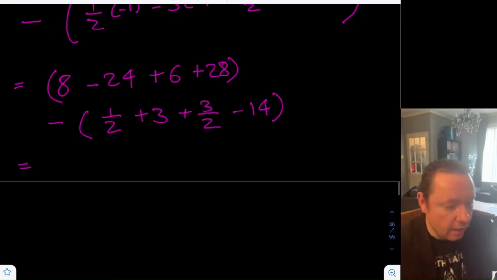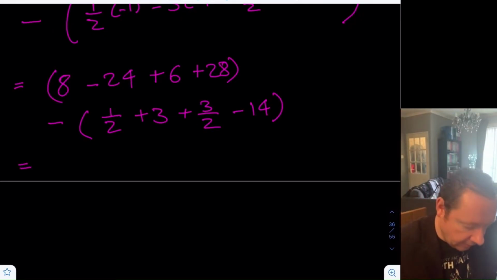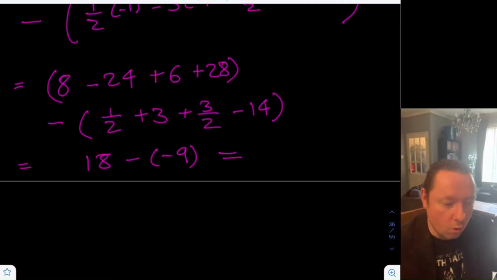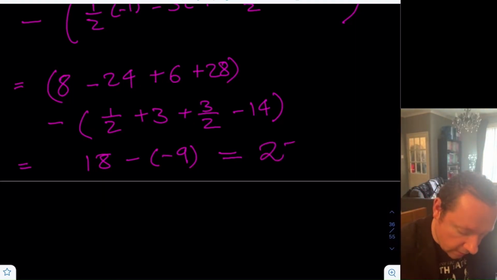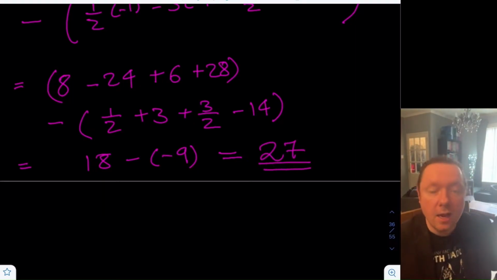That equals, using a calculator, tidying up our first bracket, we get 18. And our second bracket, we get minus 9. So it's minus minus 9. That equals a final answer of 27. So it's 27 as our shaded area, and we're done there.